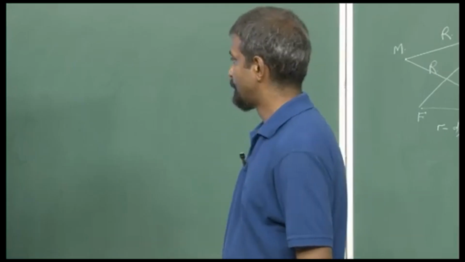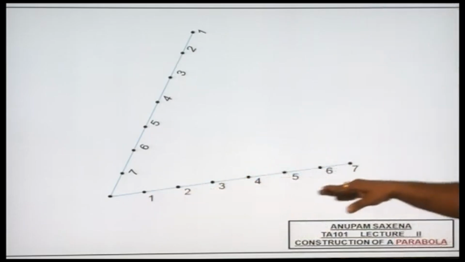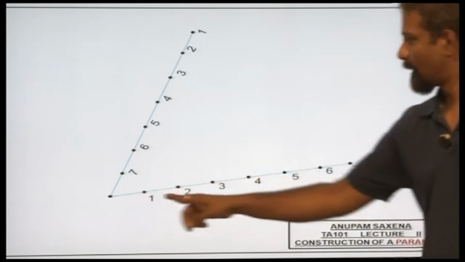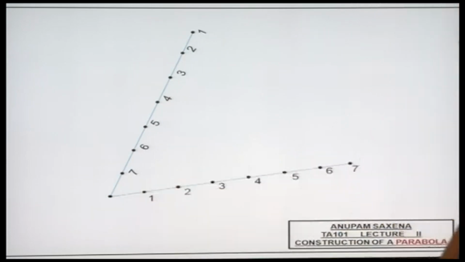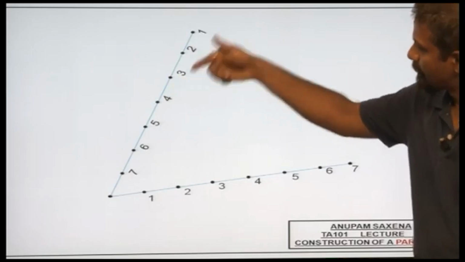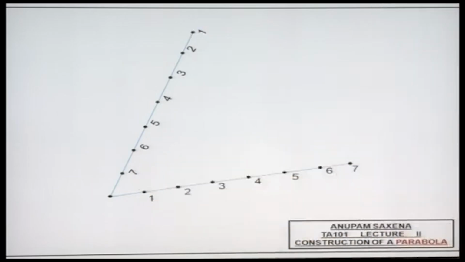Construction of a parabola. All right, so given one line segment, divide that into an equal number of parts. Let's say 1, 2, 3, 4, 5, 6, 7. Another line segment, divide that also into an equal number of parts. Just make sure that you follow the numbering. For this line segment, I'm numbering from this point over here, which is the intersection between this line segment and this line segment. For the other line segment, I'm numbering the other way around, starting from one of the endpoints of this line segment. And join 1 to 1, 2 to 2, 3 to 3, keep going.